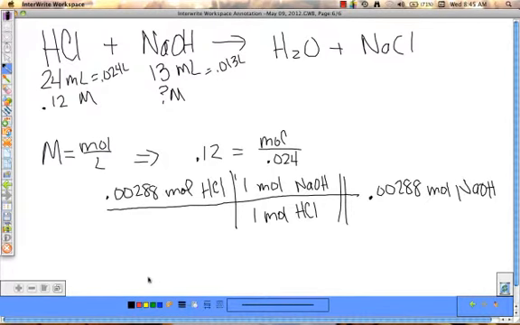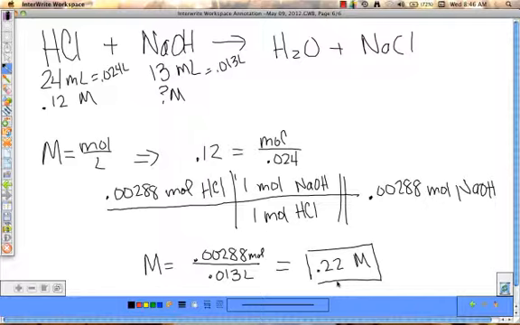And how do we find molarity then? Our moles over liters, our liters of sodium hydroxide. Okay, 0.22 molar. There you go.